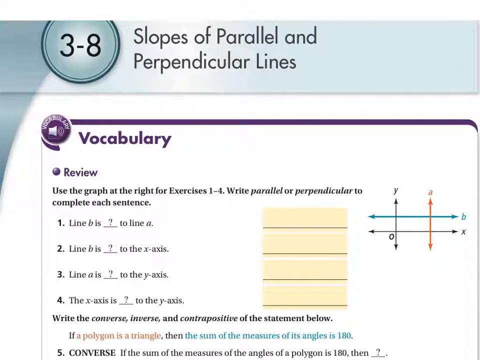Section 3.8, slopes of parallel and perpendicular lines. I'm going to start with some vocabulary here. So as a review, let's look at the graph.